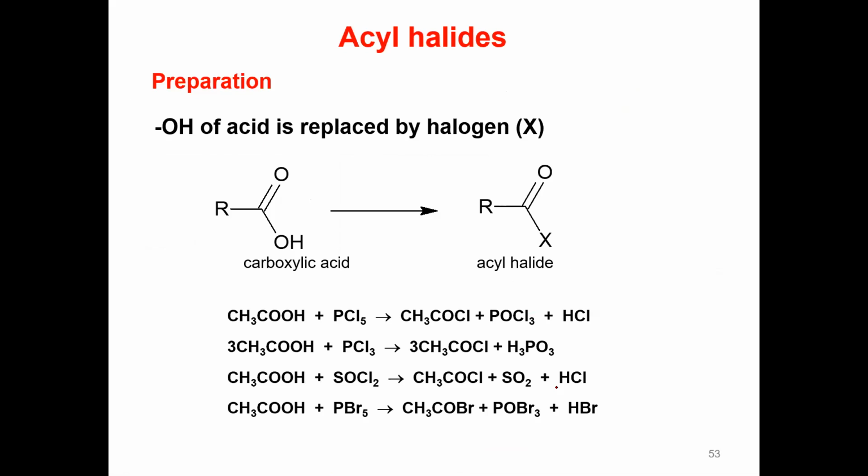So the preparation of acyl halide is the hydroxyl group of the acid is replaced by halogen. Ni preparation ni kita dah tengok tadi dalam reaction of carboxylic acid. So you have carboxylic acid undergo reaction with PCl5, PCl3, SOCl2 or PBr5. So the hydroxyl part will be substituted with the halogen group. Okay, so OH substituted by the Cl. Sama je. Right, so this OH substituted by bromine.